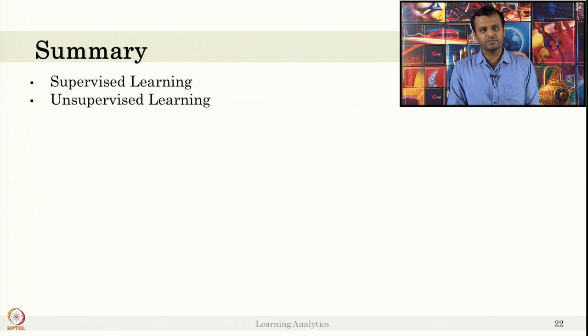To summarize, in this video we saw what supervised learning is, what unsupervised learning is, and the types of supervised learning algorithms such as classification and regression. In unsupervised learning, we saw the clustering technique. We didn't discuss it much, but we introduced what clustering is. We'll discuss each of these algorithms with examples in detail in further classes. Thank you.